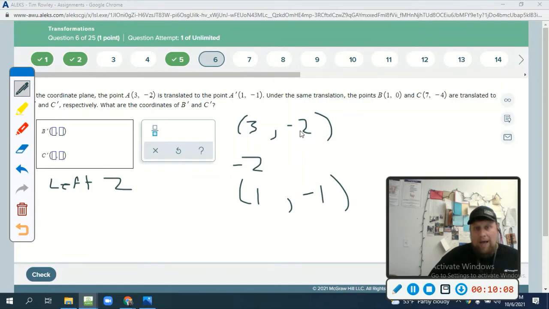Now, for the y, I was at negative 2, and I went to negative 1. That's actually plus 1, which means plus 1 in the y direction means I went up 1. So if I'm going left 2, up 1, that's the same as taking the original point, subtracting 2 from the x, adding 1 to the y, and then I get my new point.